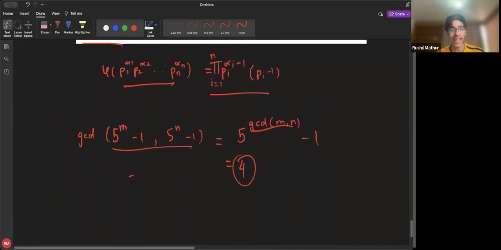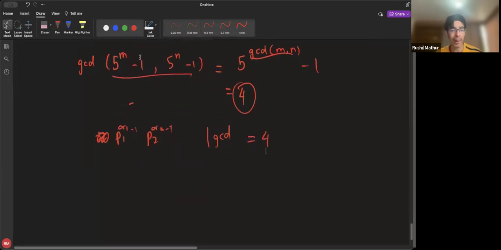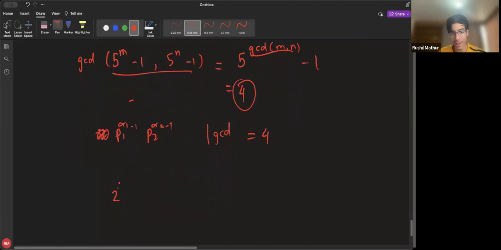Okay. So basically, it's saying that the GCD of these two things is at least p_1 to the alpha_1 minus 1 into p to the alpha_1. In fact, the GCD divides this. But the GCD is equal to 4. So basically, at best, 2 can have a higher exponent, but all other primes should have just a single exponent.